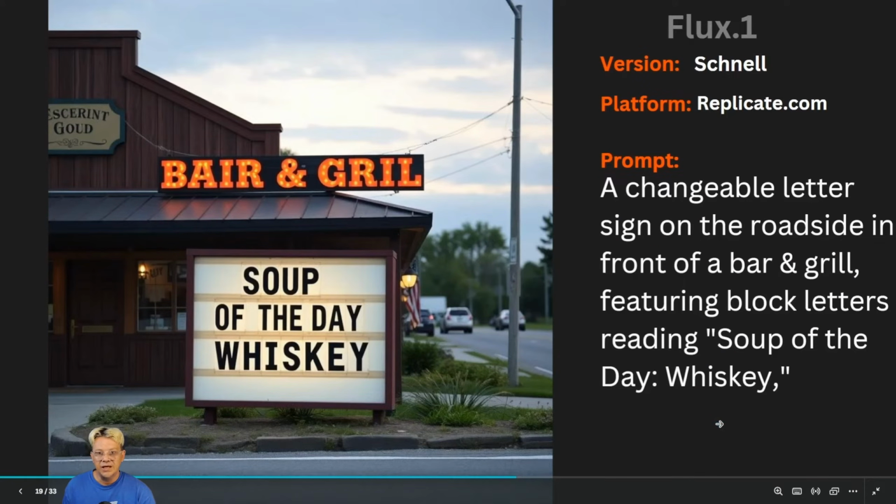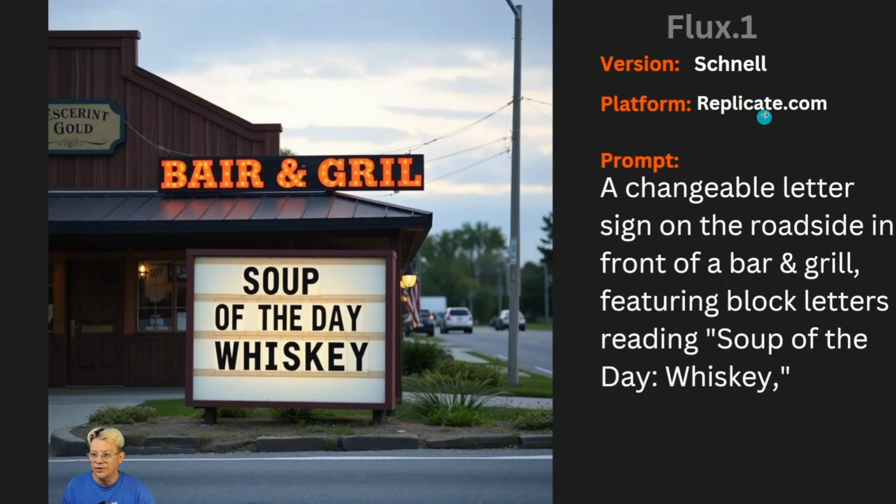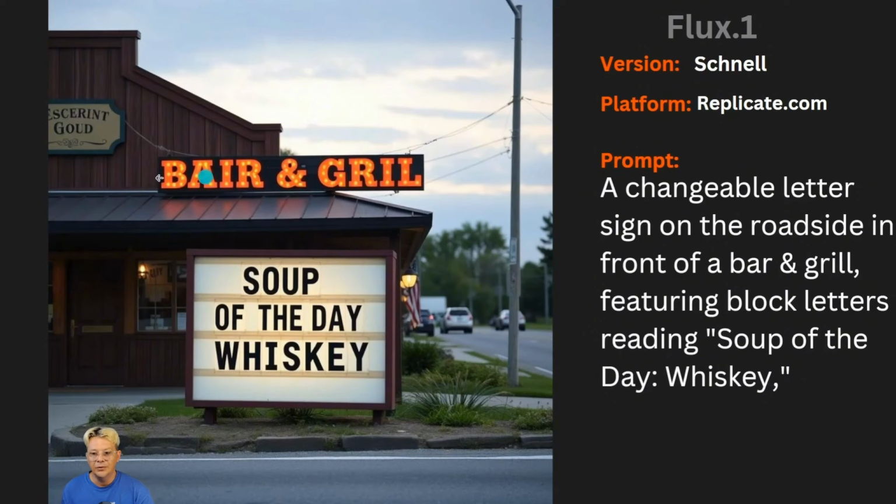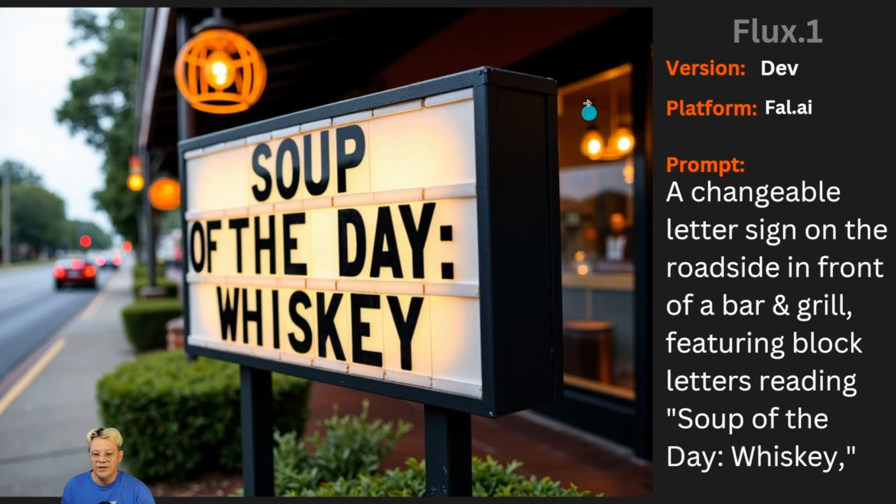So I wanted to test this text deal a little bit more using Schnell, and this was over on Replicate. I went for a changeable letter sign on the roadside in front of a bar and grill featuring block letters reading "Soup of the Day, Whiskey." This is what it came out with, and up here in bar and grill, it's a bear and grill. But other than that weird thing going on, as far as the changeable letter sign, it looks great. The cars and everything in the background, the whole composition looks good. Unfortunately, the bear and grill would probably make that unusable as it is, so we'd have to regenerate and try and get it right.